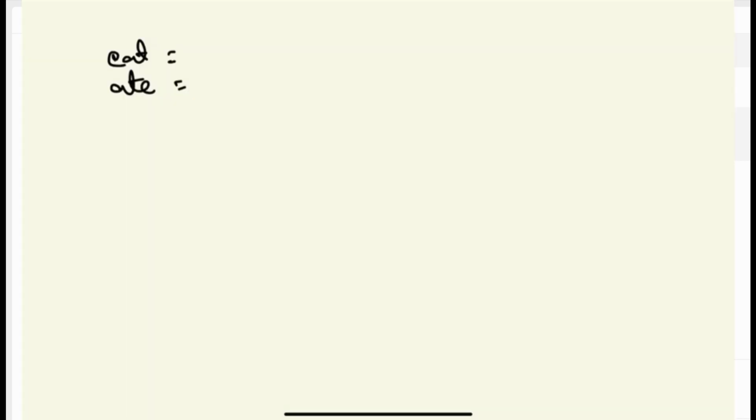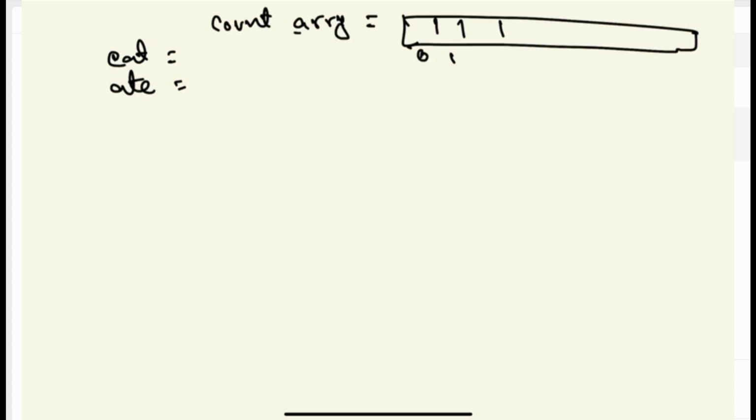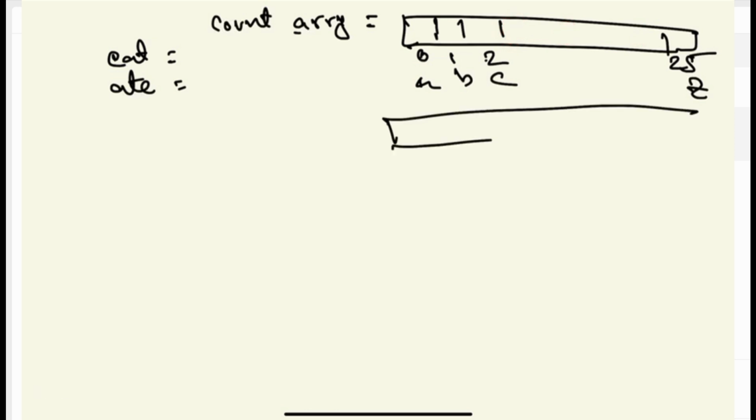So we can maintain a count array. This count array will be an array of frequencies, starting from index 0 to 25. So it will have all the characters starting from A, B, C to Z, right? Whenever you see any character, you just increment the count. So for ATE, I'll be incrementing the count to 1 for A, somewhere T would be 1, and somewhere E would be 1. In this array, you just increment the count for the characters you have in the words. Let's say somewhere this is A, somewhere this is E, and somewhere this is T.